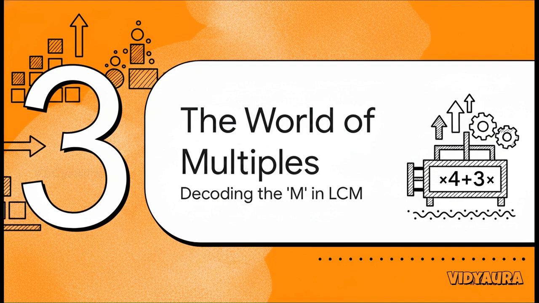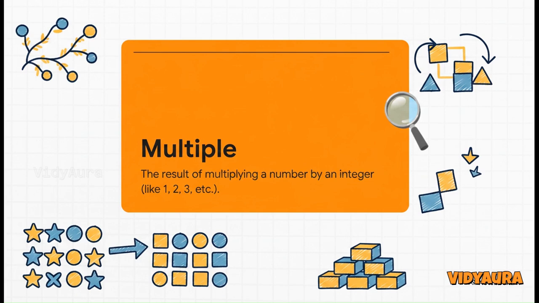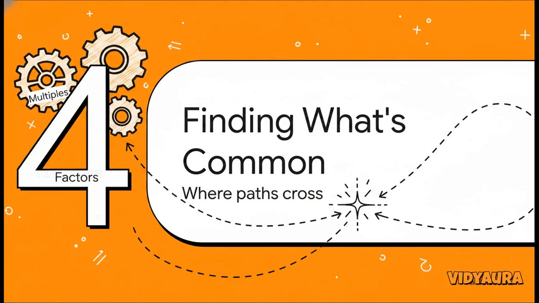Pretty cool, right? Now let's switch gears and decode the M in LCM, which is all about building numbers up. A multiple is just what you get when you take a number and, well, multiply it. So the multiples of 3 are just 3 times 1, which is 3, then 3 times 2, which is 6, then 3 times 3, which is 9, and on and on. It's literally just a number's times table. Okay, so we've got factors for breaking numbers down and multiples for building them up. But the real magic happens when we start comparing different numbers to find out what they have in common. This is where their individual paths finally cross.